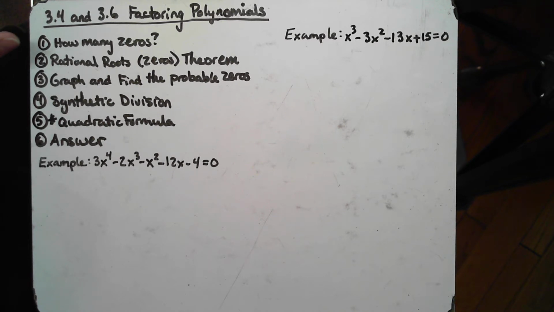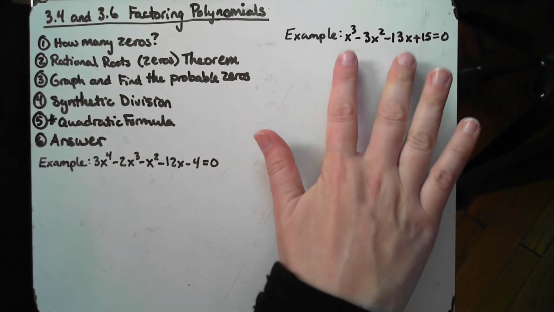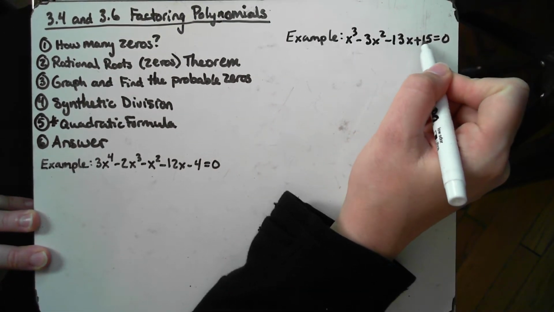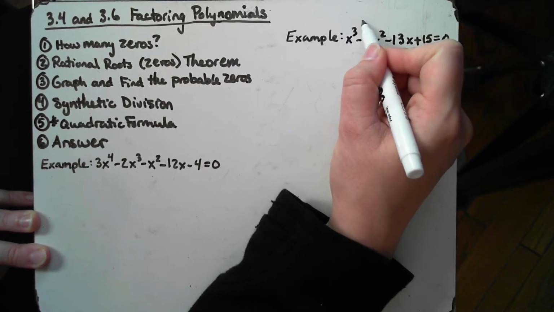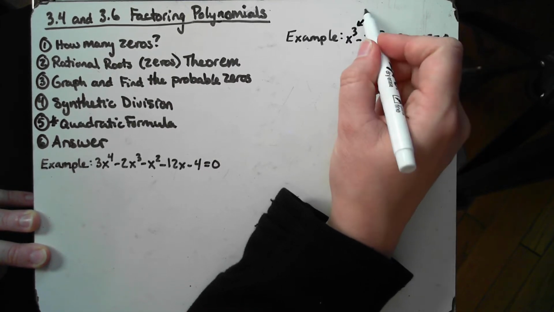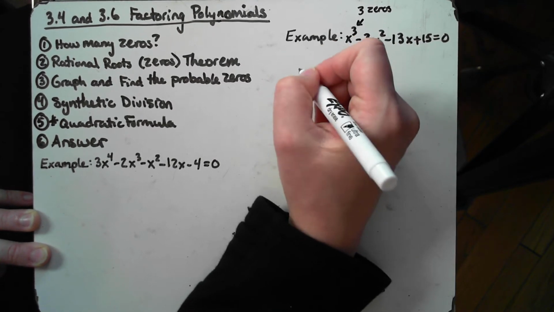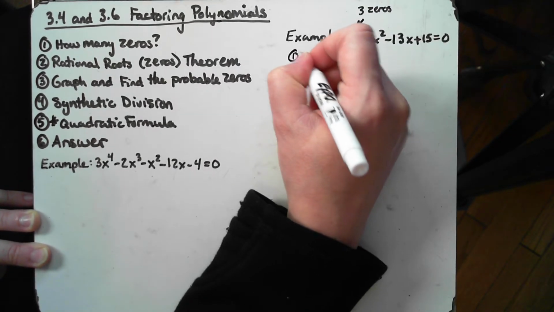So we start out by finding out how many zeros there are. And the way we do that, using this example, is we look at the greatest power on our variable. So that's this 3. Okay, so there are 3 zeros. That's the answer to step 1.